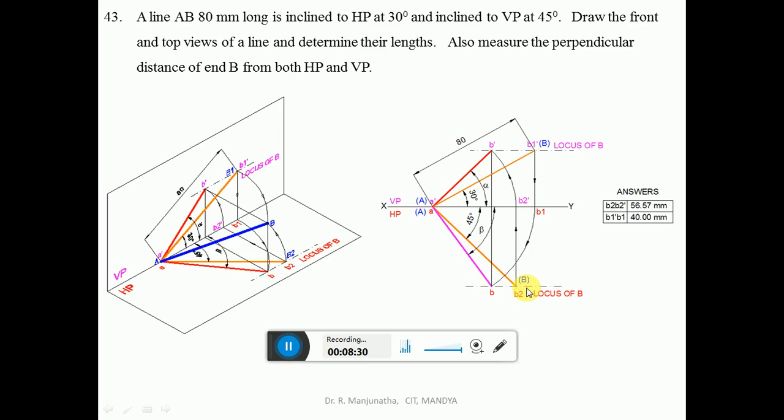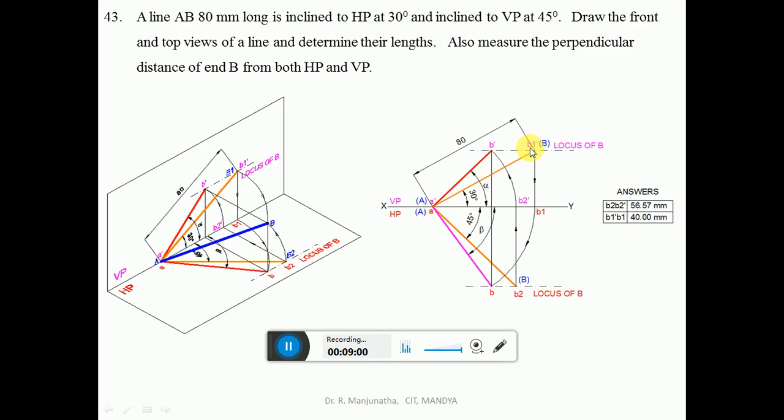Then draw the dash dot line in the top view and also draw the dash dot line in the front view. 80 mm long at 30 degrees is the actual true length, so you mark this as capital A and capital B, and here also capital A and capital B, because both lengths remain the same. Now you write the locus of B in the top view and also the locus of B in the front view, and here you write capital A and capital A.